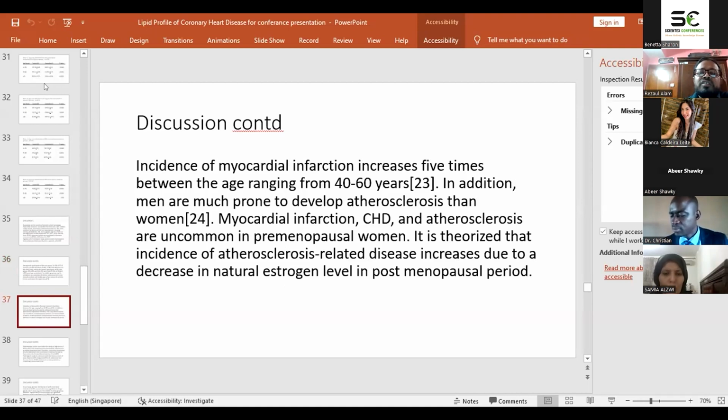Incidence of myocardial infarction increases five times between the ages of 40 and 60 years. In addition, men are much more prone to develop atherosclerosis than women. Myocardial infarction, coronary heart disease, and atherosclerosis are uncommon in premenopausal women. It is theorized that the incidence of atherosclerosis-related disease increases due to a decrease in natural estrogen level in the postmenopausal period.